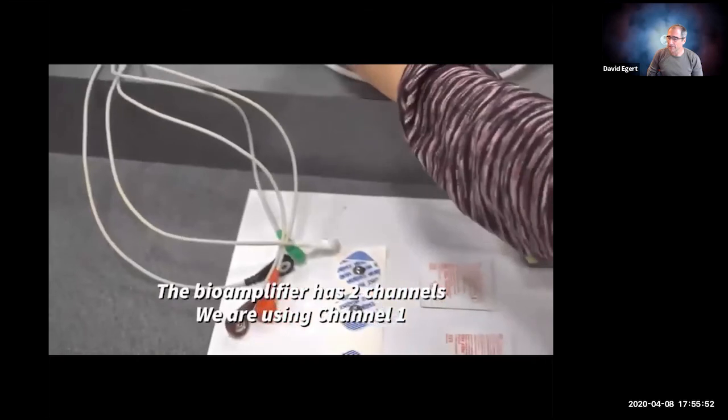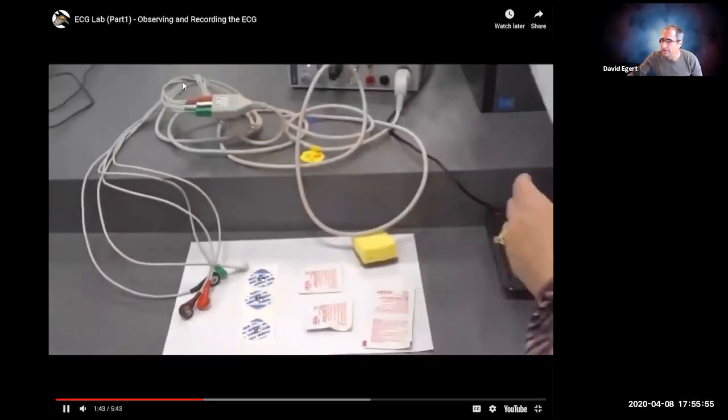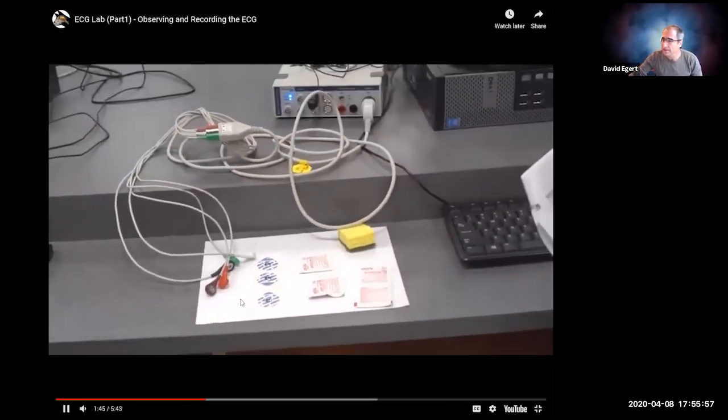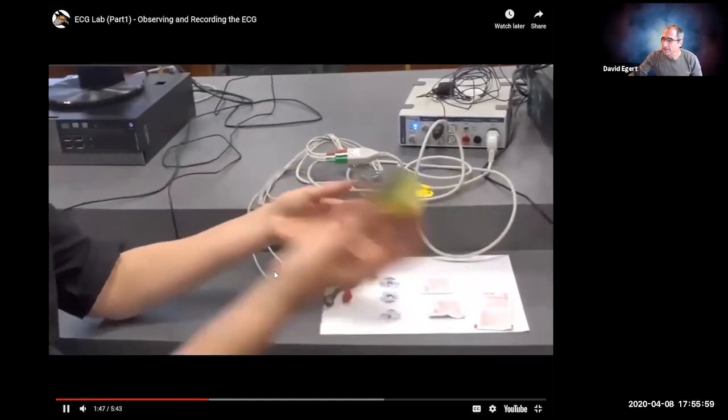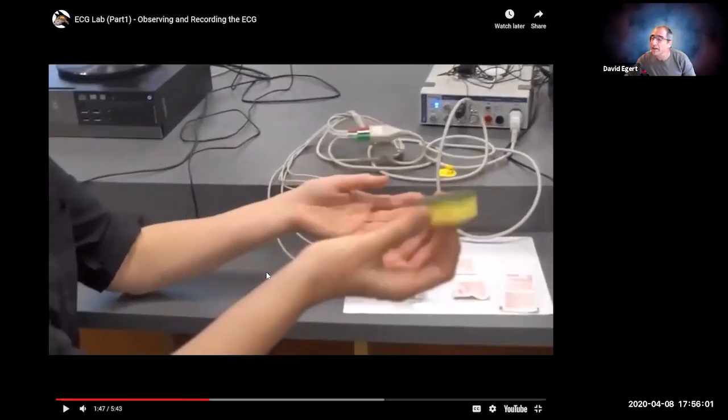All right, so we wire up our subject. I should just mention, this system is set up so that it electrically isolates the power lines from the circuit that's actually connected to the person.